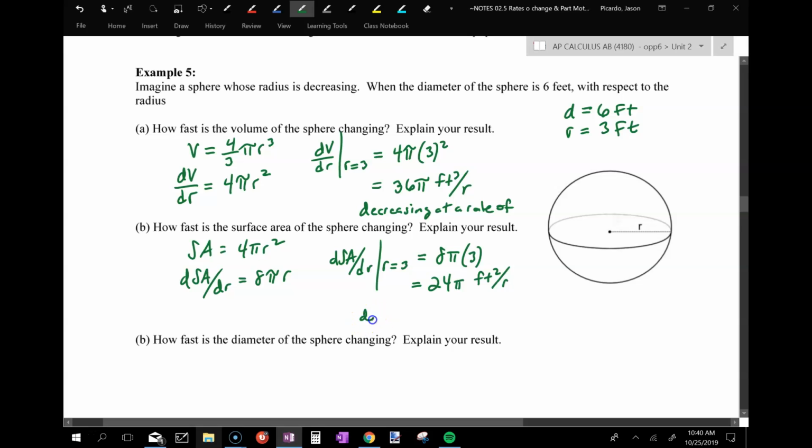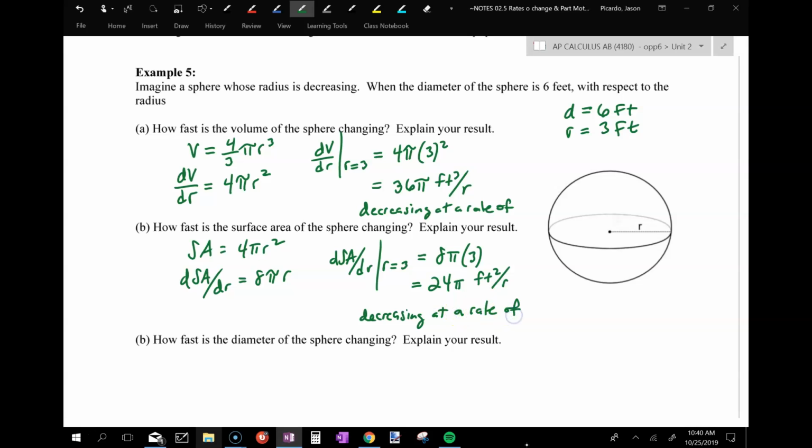And again, what's it doing? It is decreasing at a rate of 24 pi feet squared per radius.